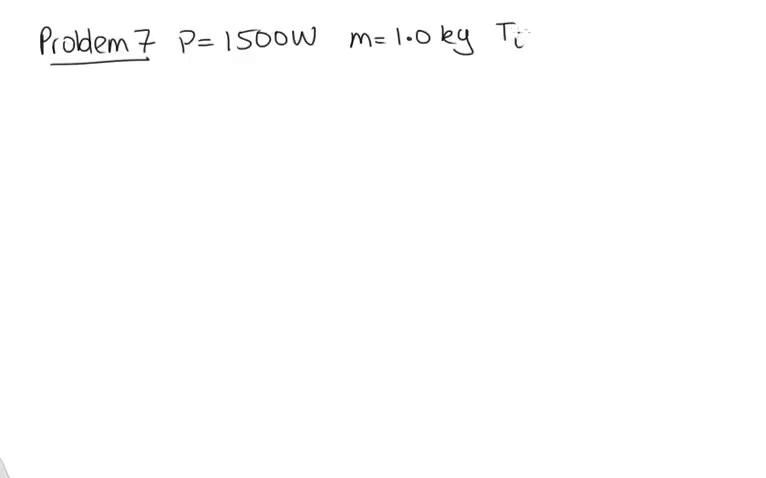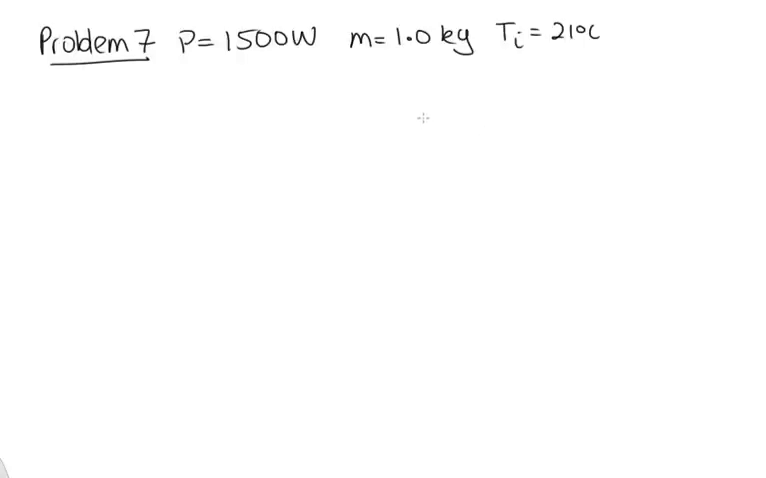Problem 7. So in this problem, we're told that your kettle requires 1,500 watts to run. So we've got that the power is 1,500 watts. You fill it with 1 litre of water. So the mass of water is 1.0 kilograms. And the initial temperature is 21 degrees C. And we're asked, how long does it take your kettle to boil?